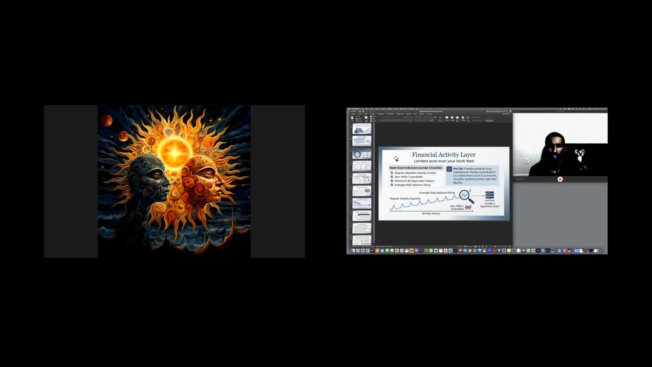The financial activity layer: lenders auto scan your bank feed. Bank feed indicators, the lender checklist, what they're already going to go over: your regular deposits, 0 NSFs, minimum 90 days of clean history, and an average daily balance that's rising. Okay?